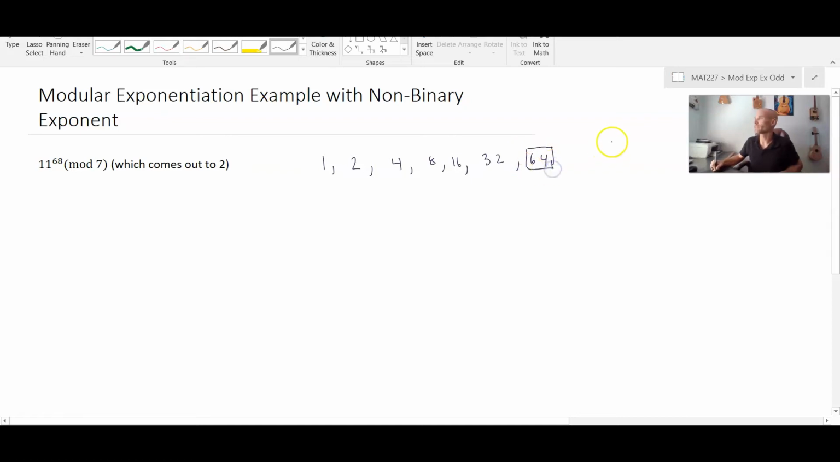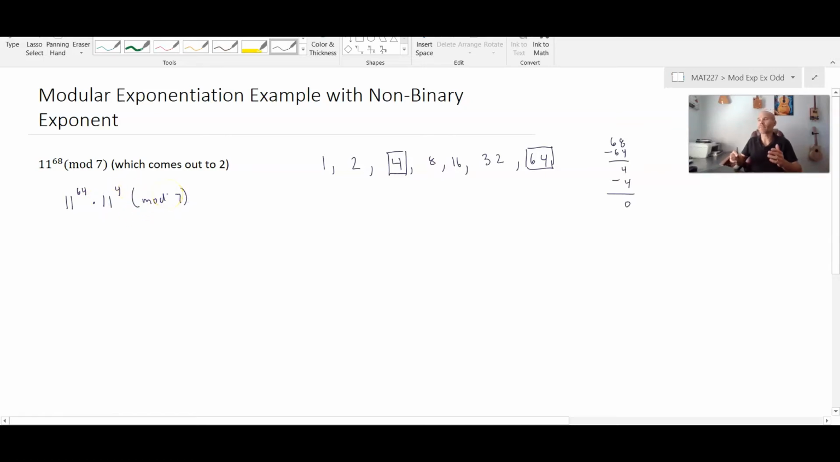So now if I take 68 and I subtract off 64, I see that my remainder is shy by a value of 4. But I also see that 4 is one of those binary values, and therefore I'm going to highlight that, because once I subtract away 4 again, I do in fact get 0. So I'm going to have to take this 11 to the 68th mod 7 and split it up into 2 factors, 11 to the 64th times 11 to the 4th mod 7.